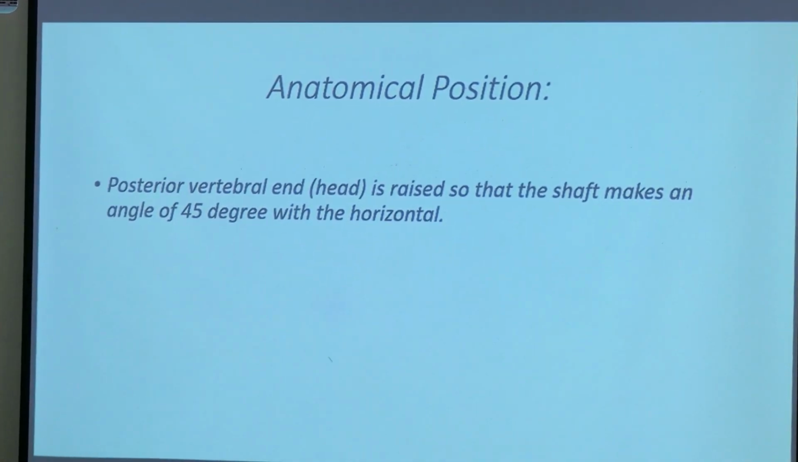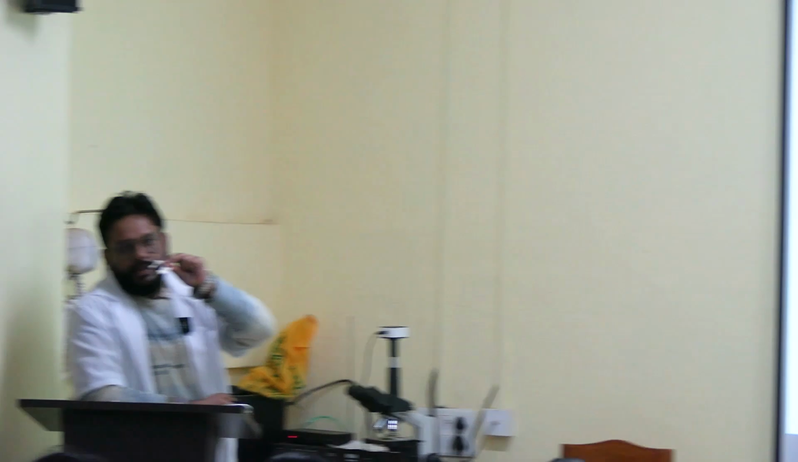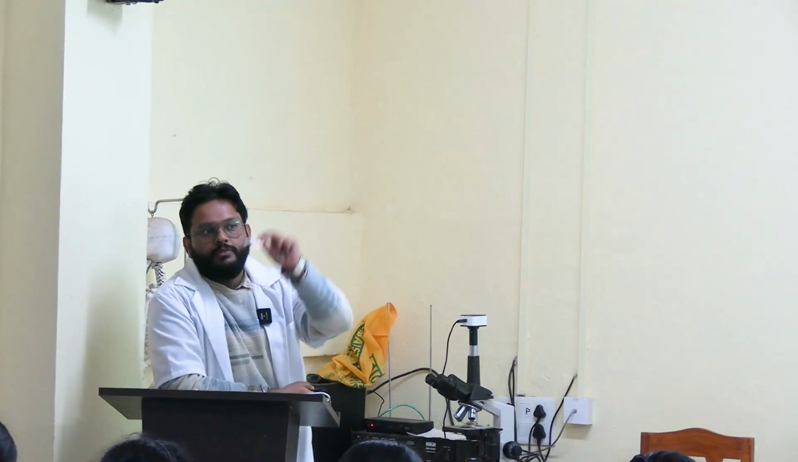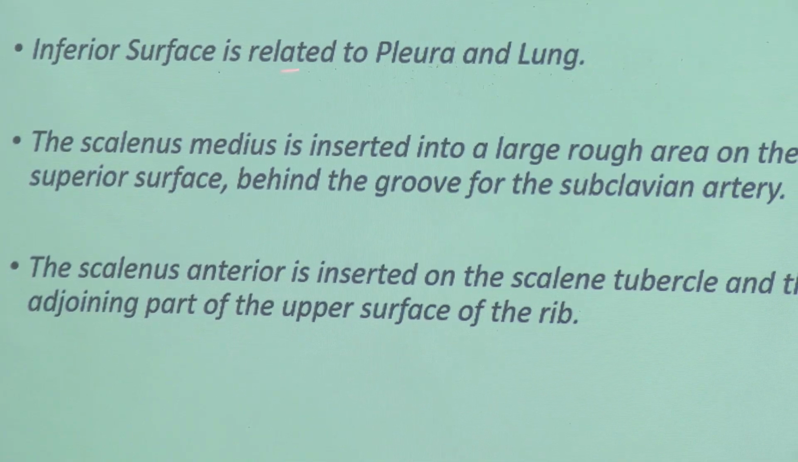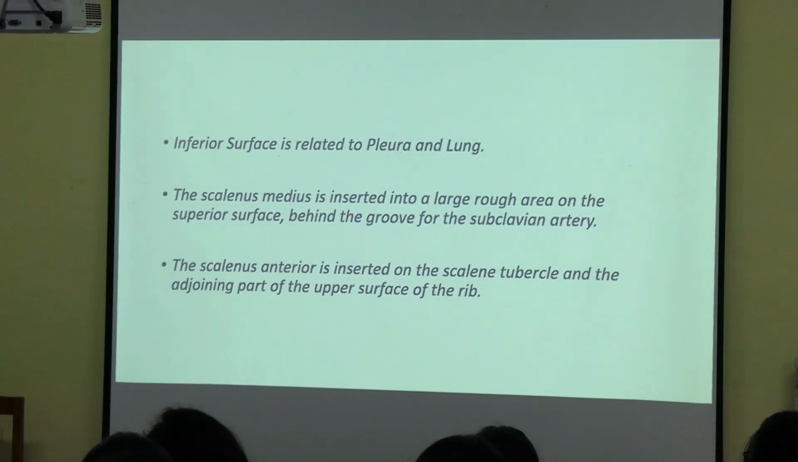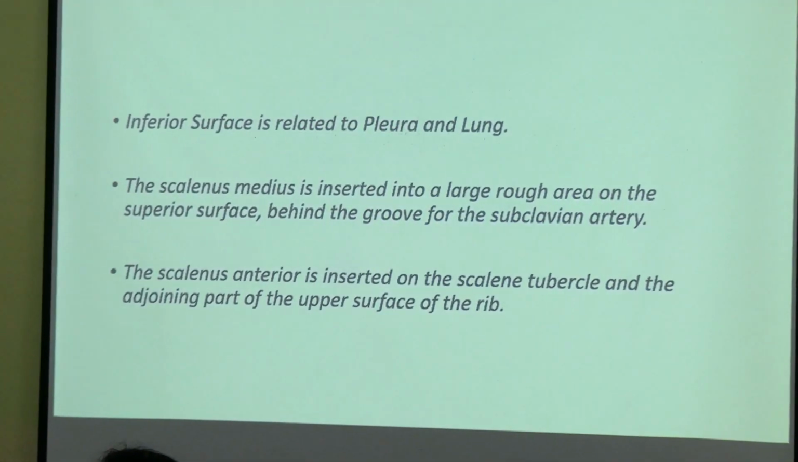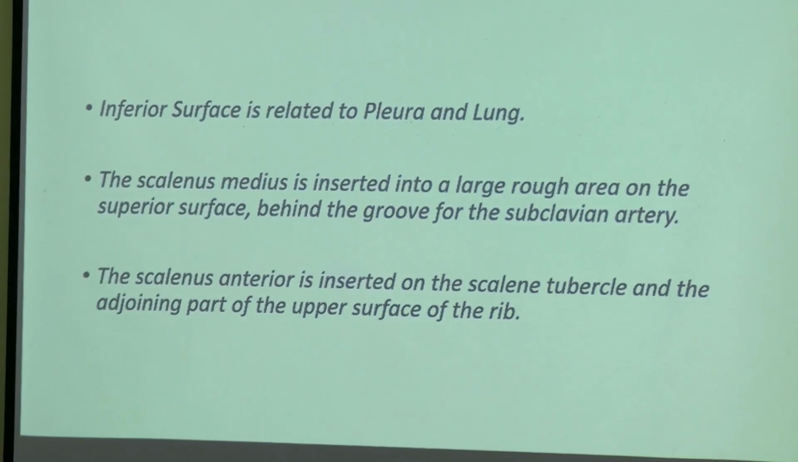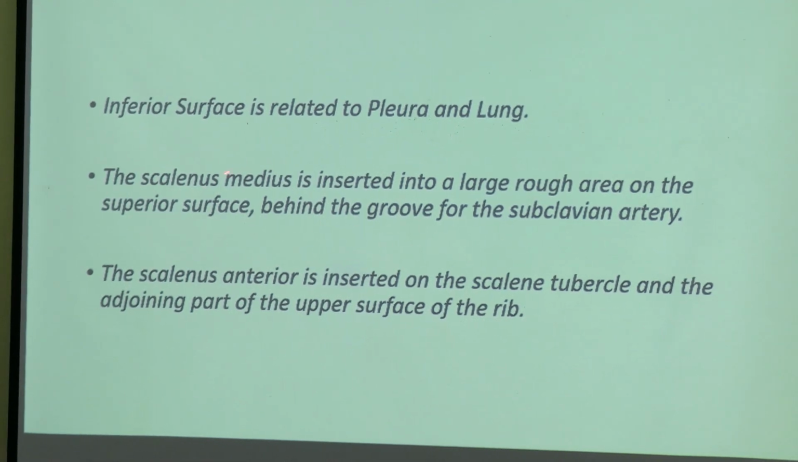How to do it? Okay. Like this. If this is of the left side, you have to hold it with the left hand. If it is of the right side, you have to hold it with the right hand. See, the inferior surface is related to pleura and lung. This is basic only. If this is your first rib, below it there will be lung and pleura. This is easy, right? Then the muscles.